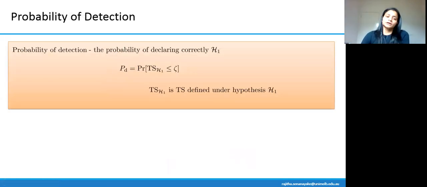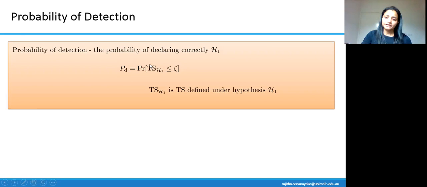The next performance measure that we analyzed is the probability of detection. The probability of detection is the probability that we correctly say that there is a primary user. So that is the probability that this test statistic, defined under the non-null hypothesis, is less than or equal to my user-defined threshold, because again, when it is less than or equal to the threshold, I declare the non-null hypothesis. So if this is the test statistic under the non-null hypothesis, then this probability gives me the detection probability.